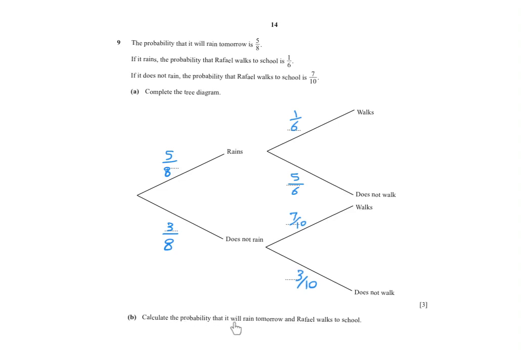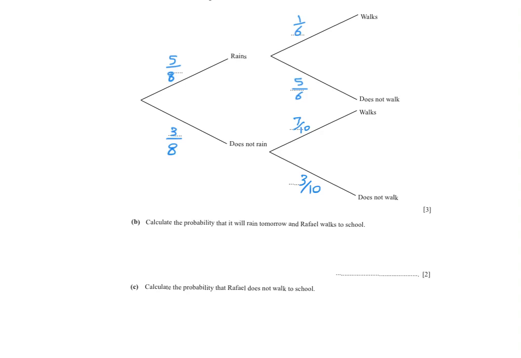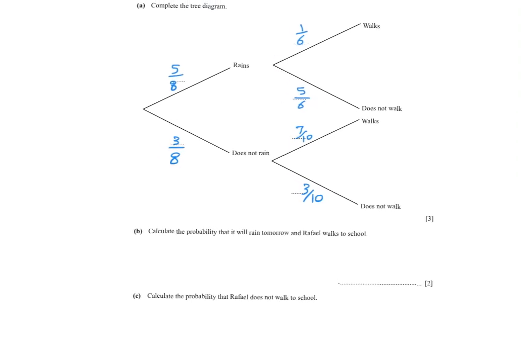Calculate the probability that it will rain tomorrow and Raphael walks to school. Rains and walks, so 5 over 8 times 1 over 6, which is 5 over 48.